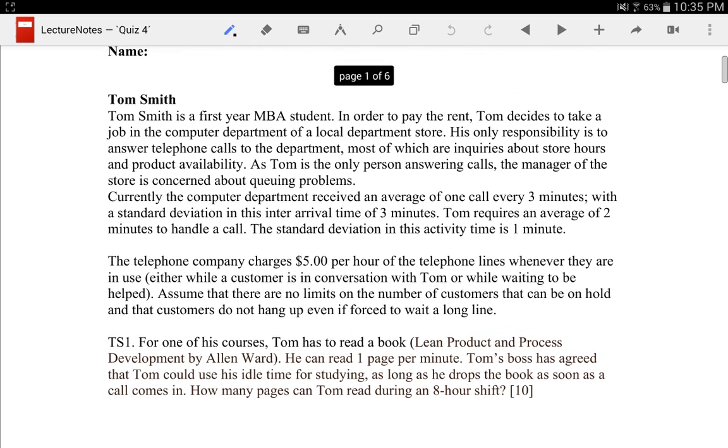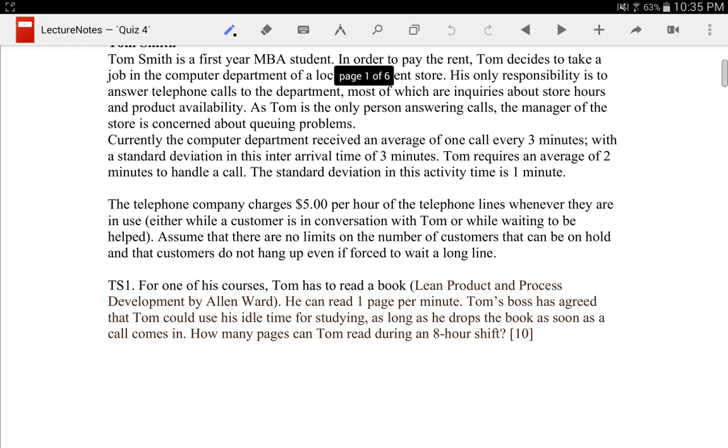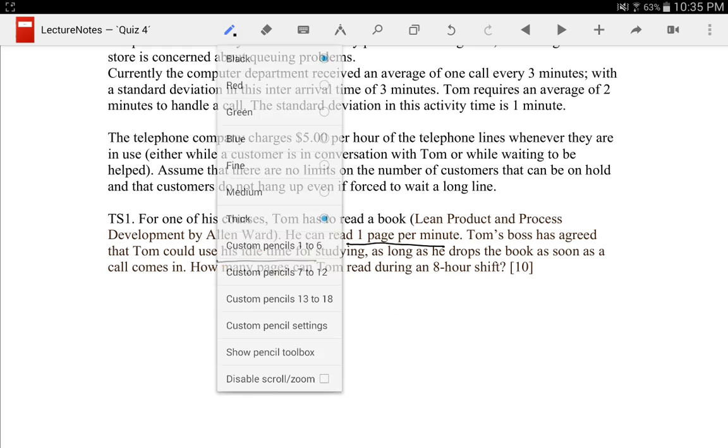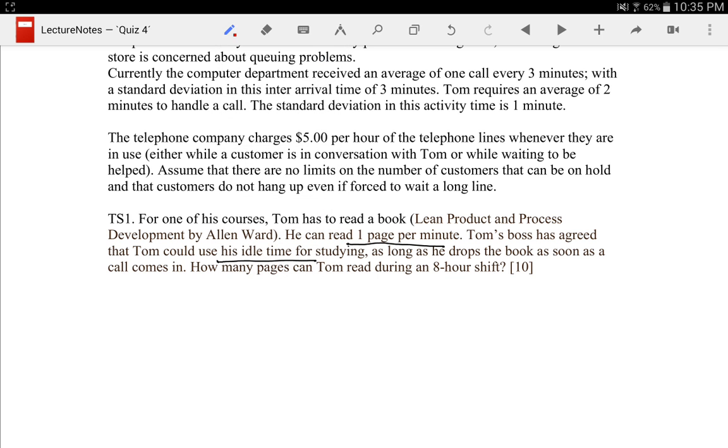The first question is about Thomas Smith, and this is a waiting time formula. For one of his courses, Tom has to read a book. He can read 1 page per minute. His boss has agreed that in his idle time, he can study. The important phrase here is the idle time. So we want to find out how much is the idle time.